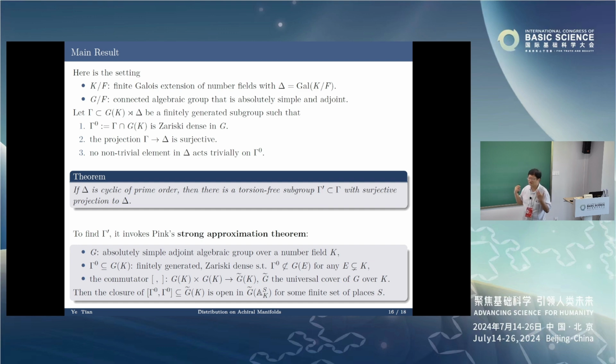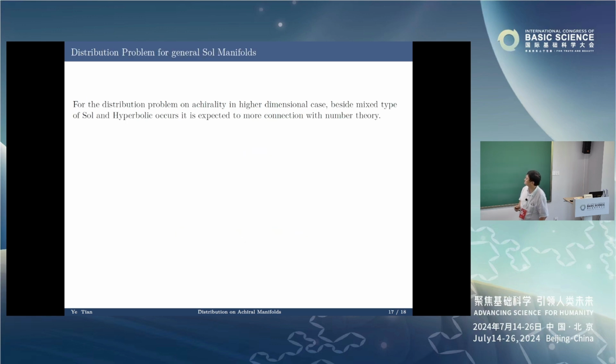Now you can think about the more general case. How about for any geometric model? You can ask, if you fix any geometric model, you look at all these archimedean commensurability classes to see how special ones are distributed. So the first thing is this Lie group theory will tell you how you mix this Sol type and hyperbolic type together.